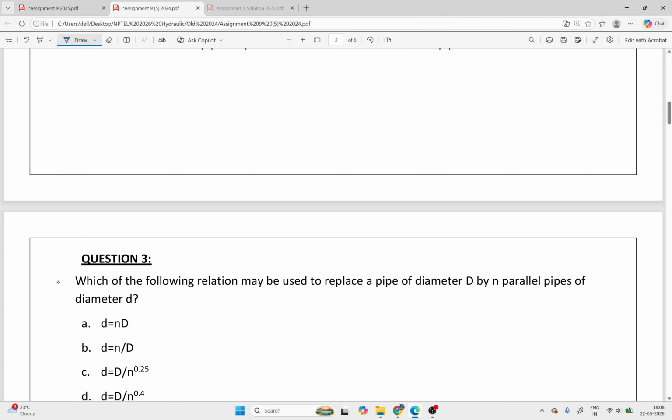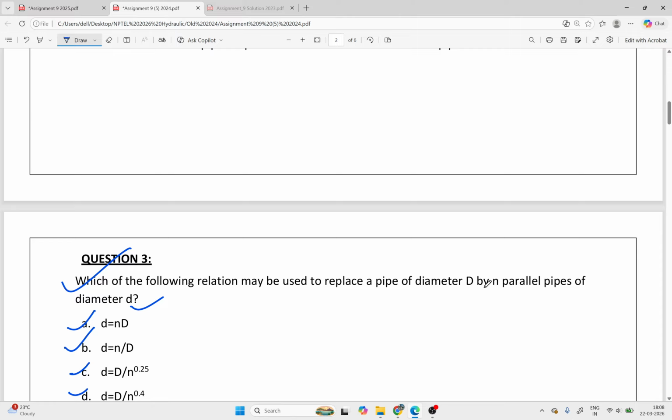Okay, so which of the following relations may be used to replace a pipe of diameter D by N parallel pipes of diameter small d? Option A: D is equal to nd, small d is equal to nD. Similarly, you can just see options B, C and D. Just try to think on that and try to calculate, please.